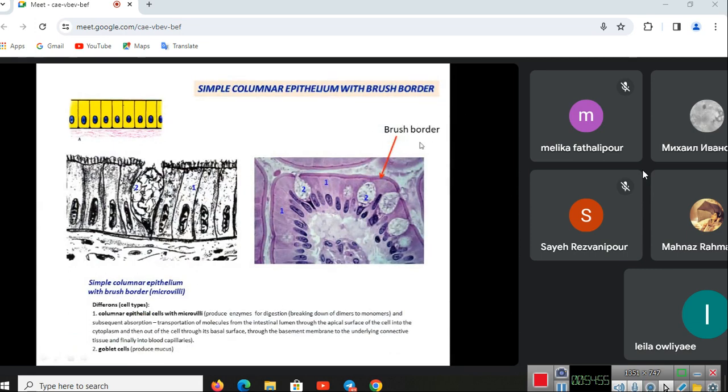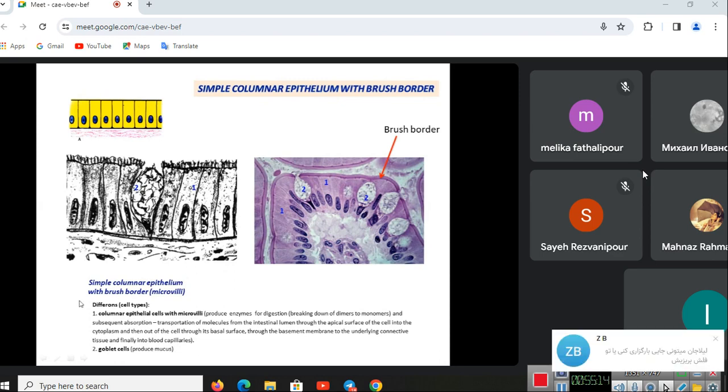What does brush border mean? As you remember, this is how microvilli look when we look at them in a light microscope. So this is the line covering the apical surface of this epithelium. In this epithelium, we have two different cell types.